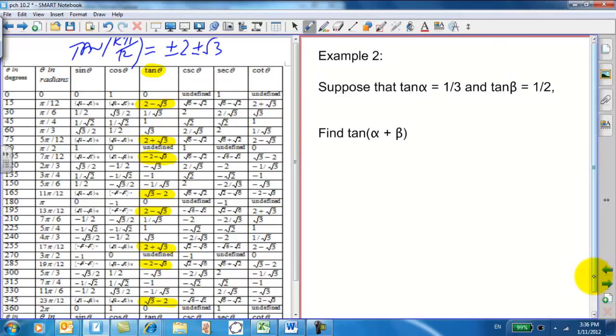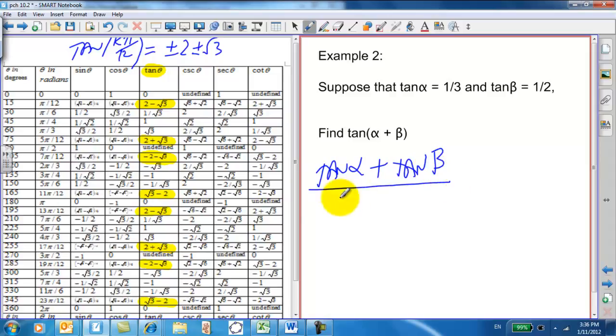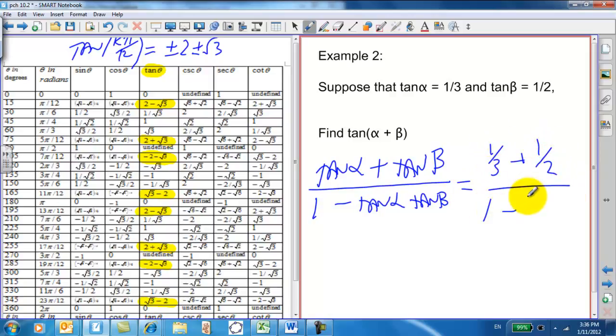Now, suppose tan alpha equals a third and tan beta equals a half. Find the tangent of alpha plus beta. Well, we can go ahead with tan alpha plus tan beta. Notice we can do this without actually coming up with the angles alpha and beta. And you can expect to do this on this test without a calculator. Over 1 minus tan alpha times tan beta. So that's 1/3 plus 1/2 over 1 minus a third times a half, or a third plus a half over 1 minus a sixth.